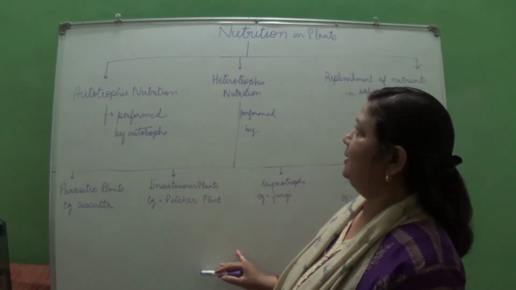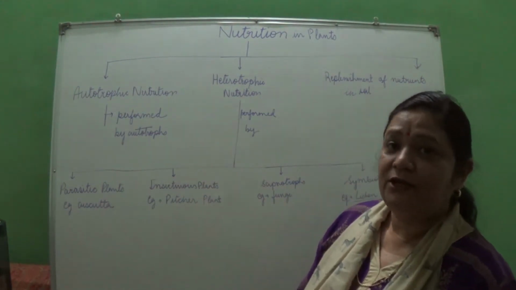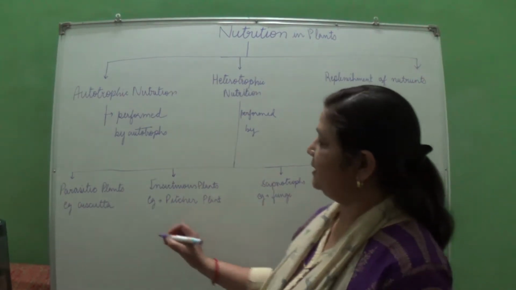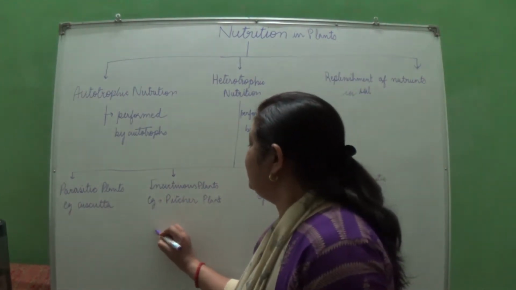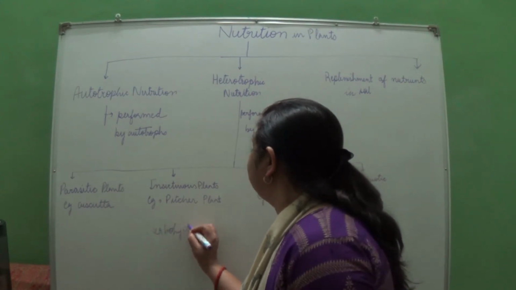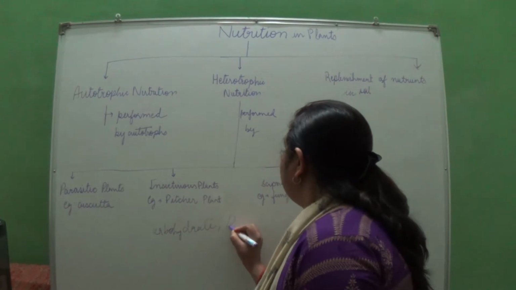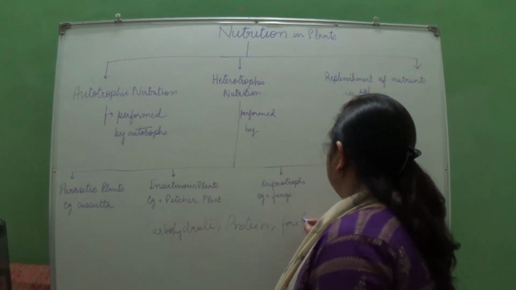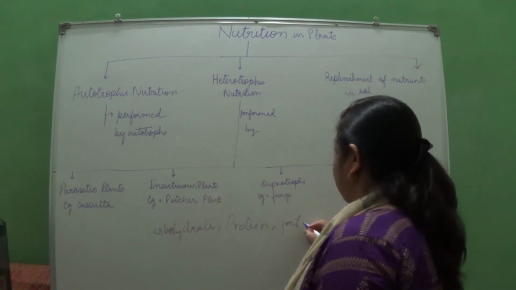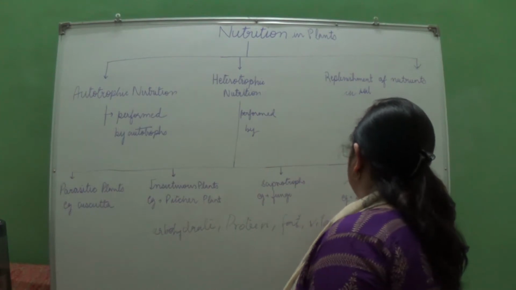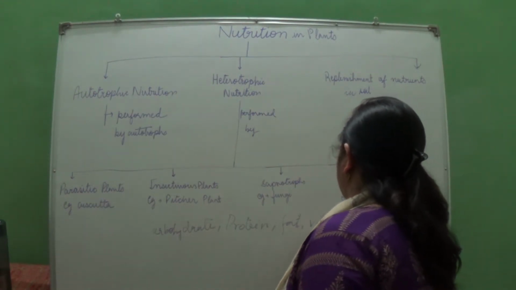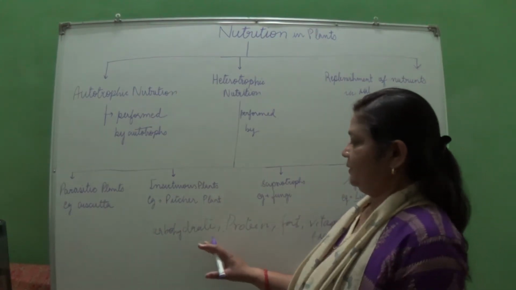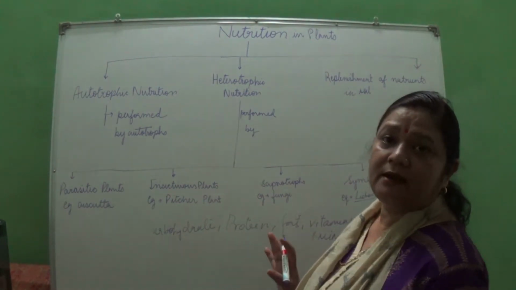So first of all, what are nutrients? Nutrients are the different components present in food. What are those components? Carbohydrates, protein, fat, vitamins and minerals. These are the nutrients which we are taking in our food.